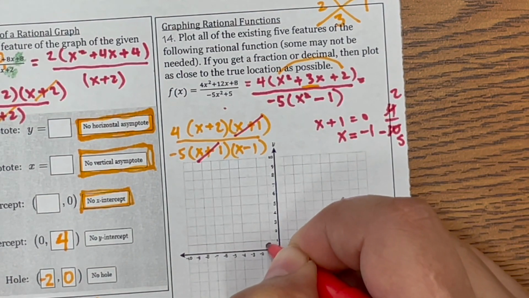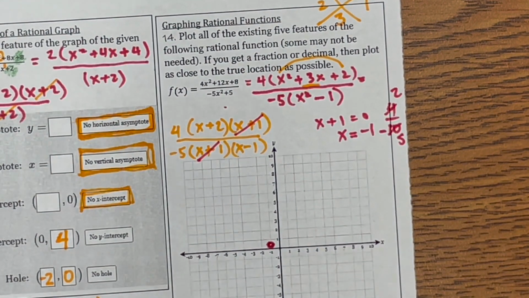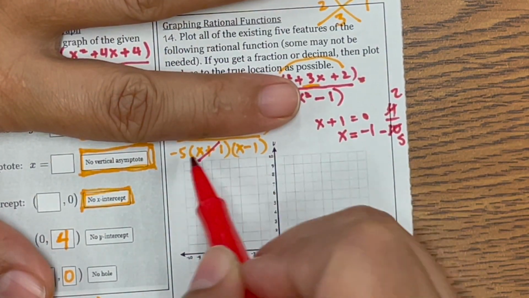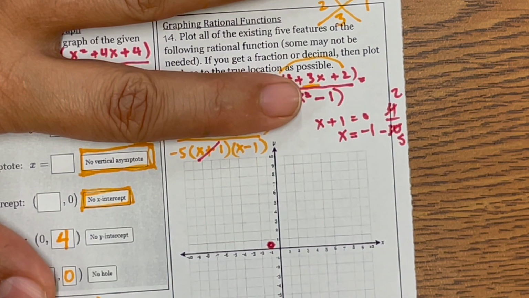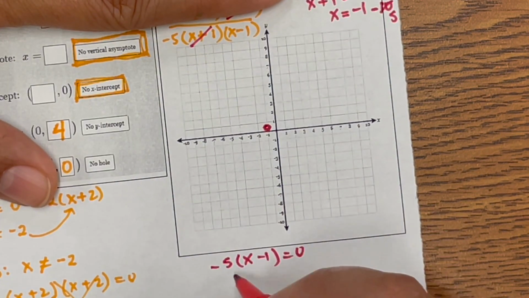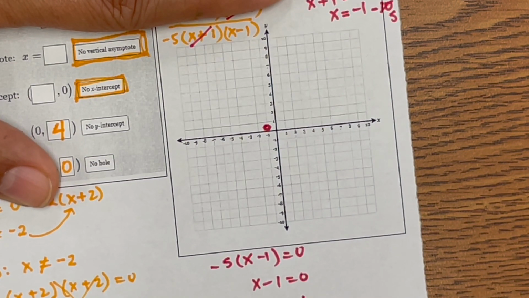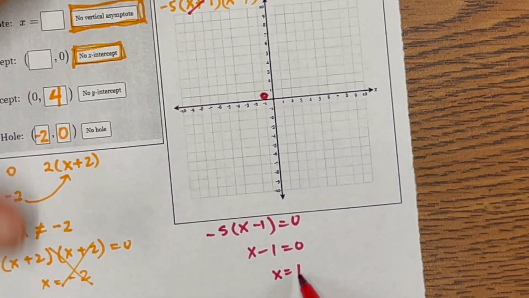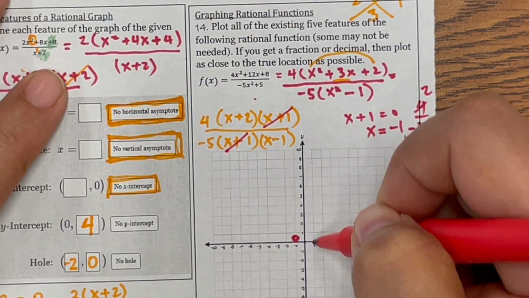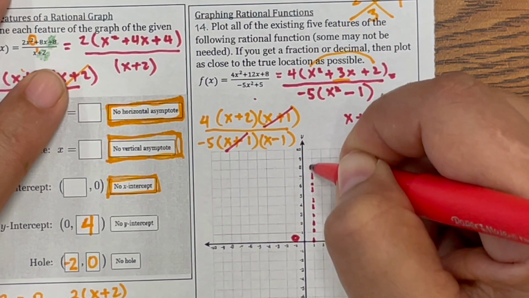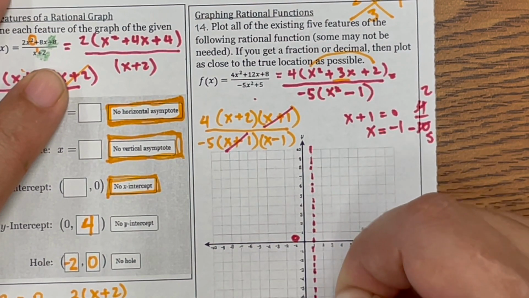So somewhere over here, there's a hole. Okay, so just put it in. All right, the vertical asymptote is whatever is left over in the denominator, set that equal to 0. So I'm going to do -5x minus 1 equals 0. Okay, divide by -5, so that's x minus 1 equals 0. Take 1 to the other side, so x equals 1. So there's a vertical asymptote at x equals 1. So I go to x equals 1, and I'm going to draw a vertical asymptote. That means there's a vertical line, where the graph does not touch it.